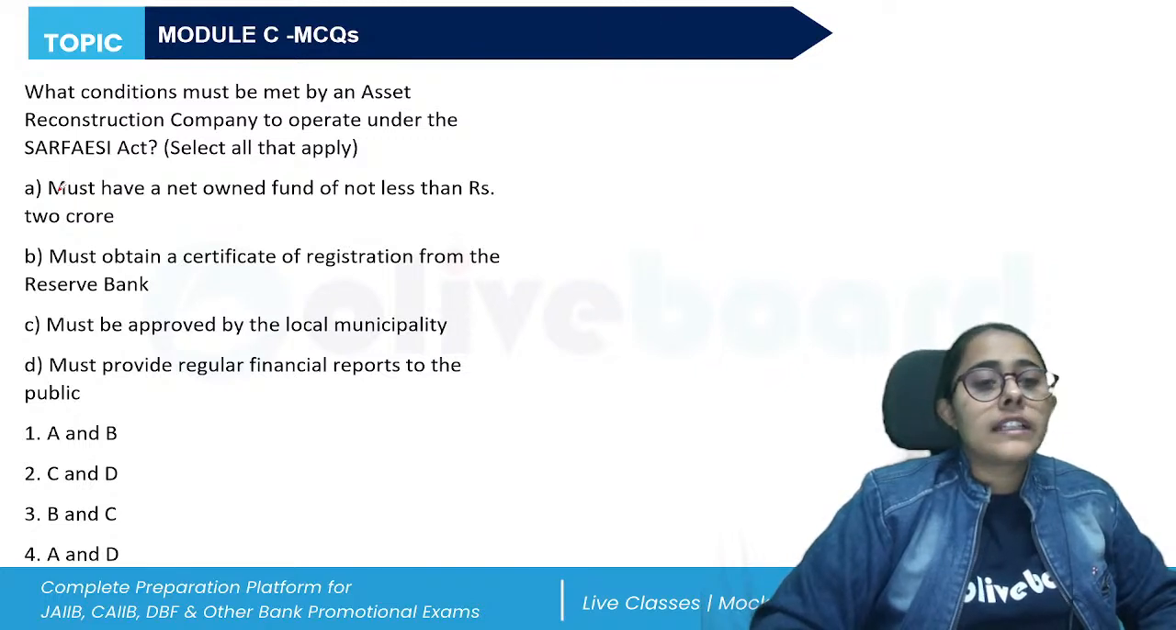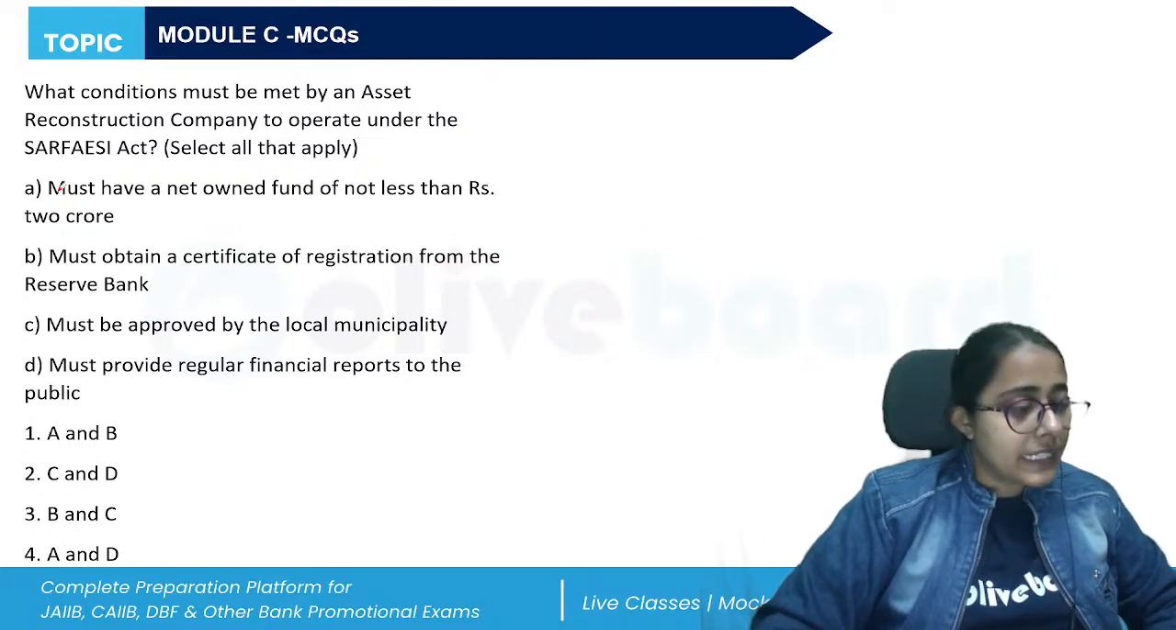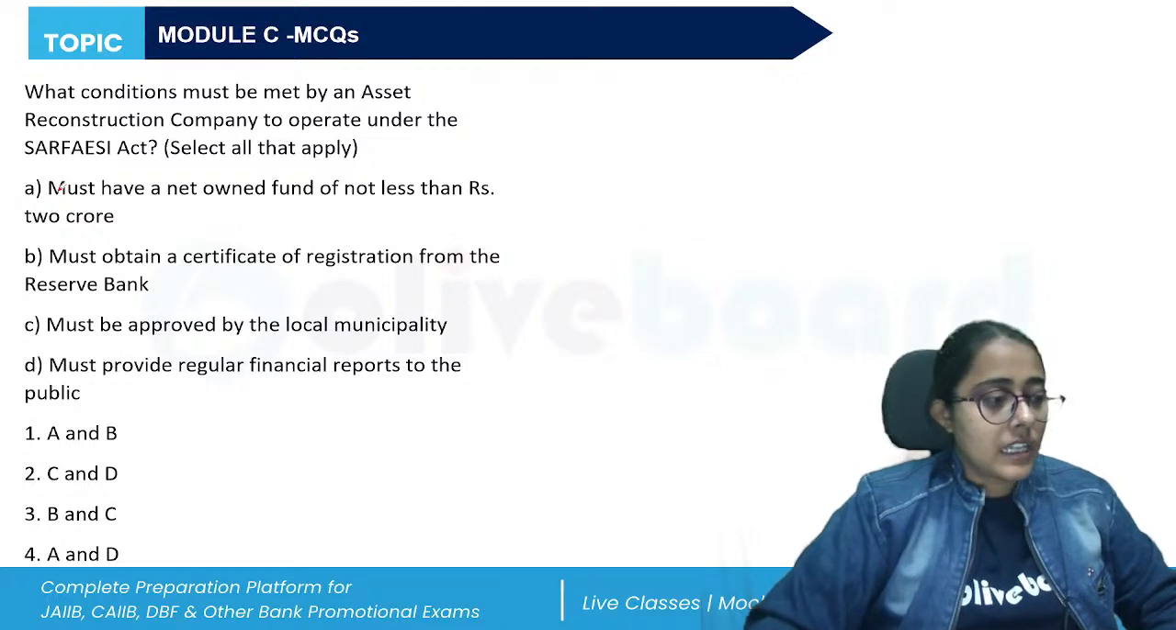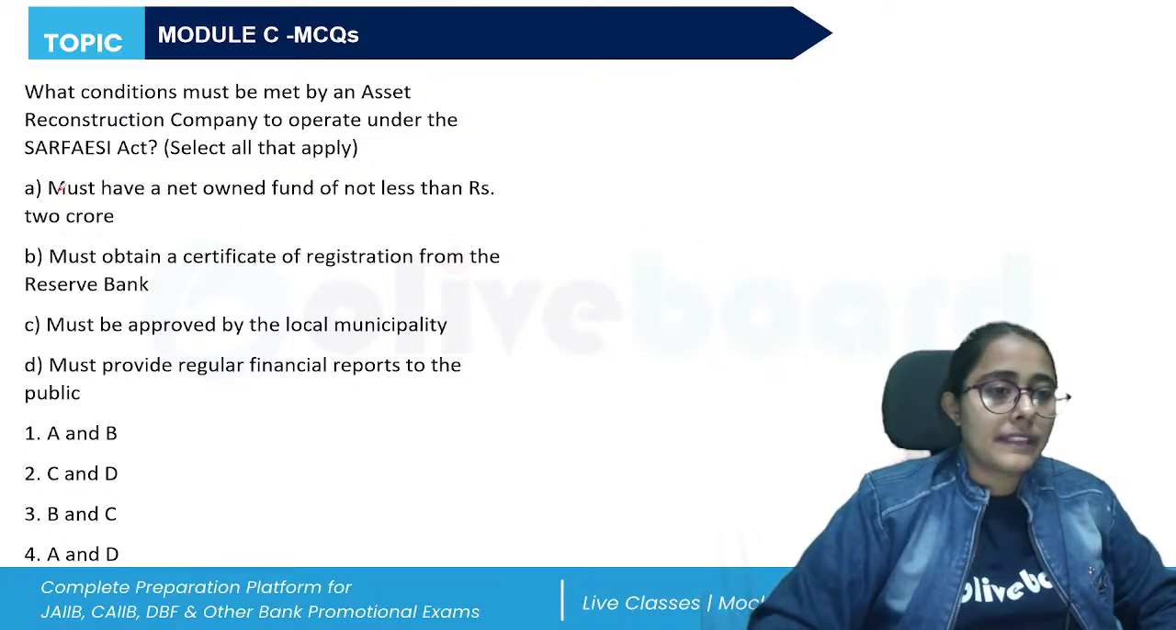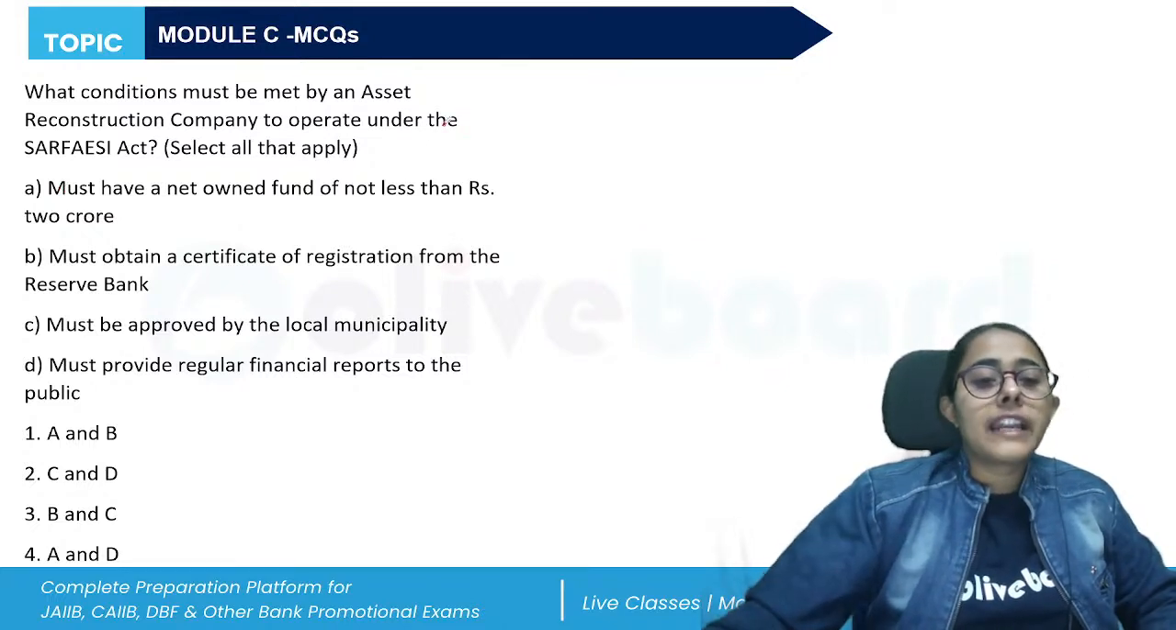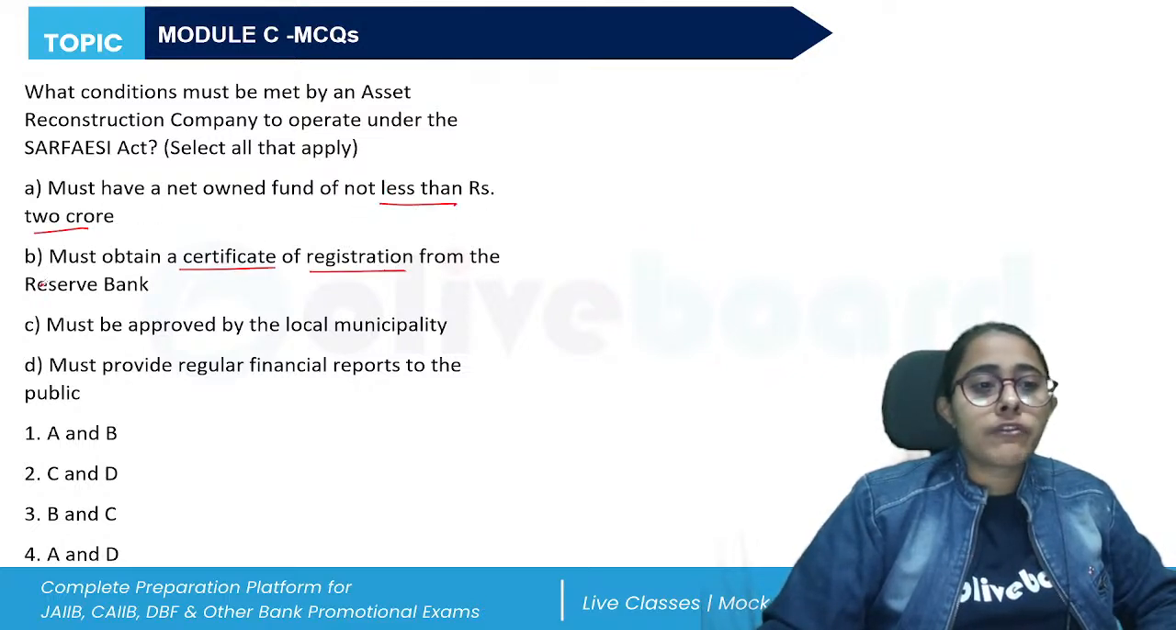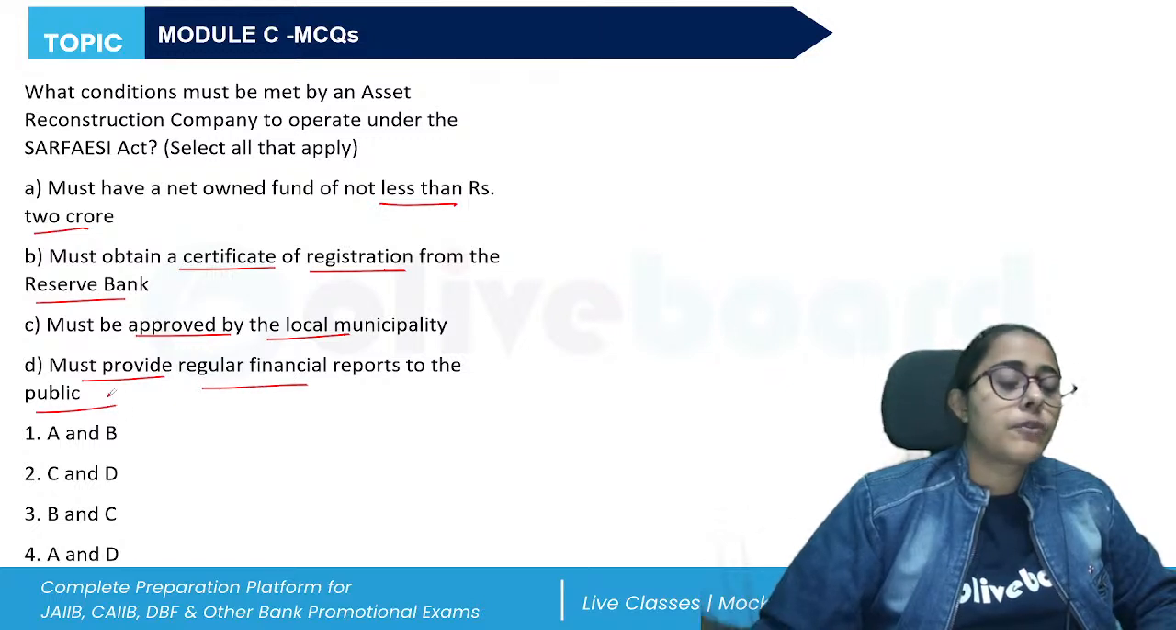Next, what conditions must be met by an asset reconstruction company, an ARC, to operate under the SARFAESI Act? So if any company wants to act as the ARC, what conditions should be met by them? They must have a net owned fund of not less than rupees 2 crore. They must obtain a certificate of registration from the Reserve Bank. They must be approved by the local municipality and they must provide regular financial reports to the public.